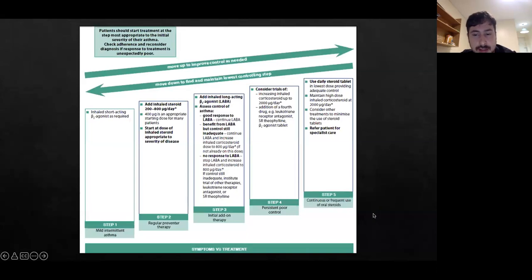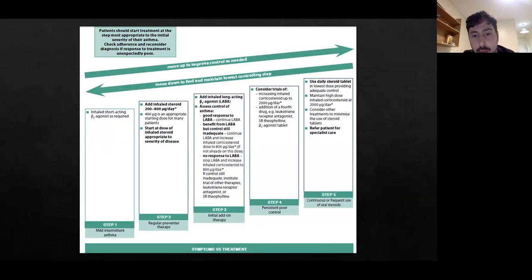Here is the treatment escalation. We start with PRN SABA. We add an inhaled steroid like beclomethasone, and this can be low dose, medium dose, and high dose. If this is not working, add a LABA and assess their response to the LABA. If they have a good response to the LABA, continue it. If it's inadequate, increase the corticosteroid dose and stay on the LABA. If there's no response to the LABA, stop it and pursue other pathways.